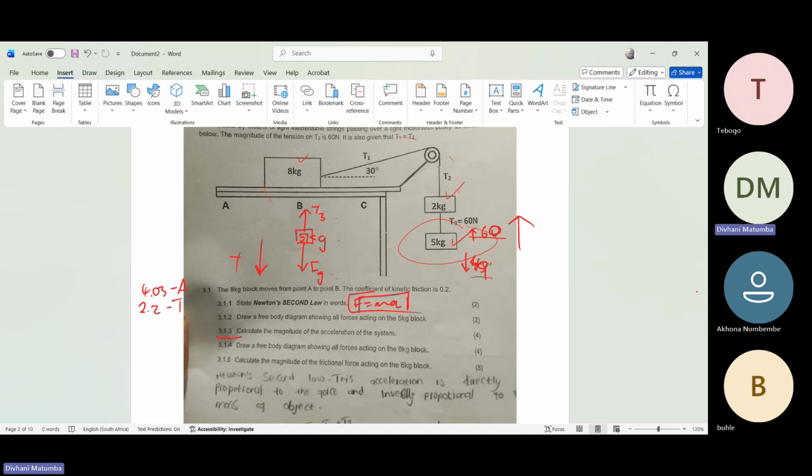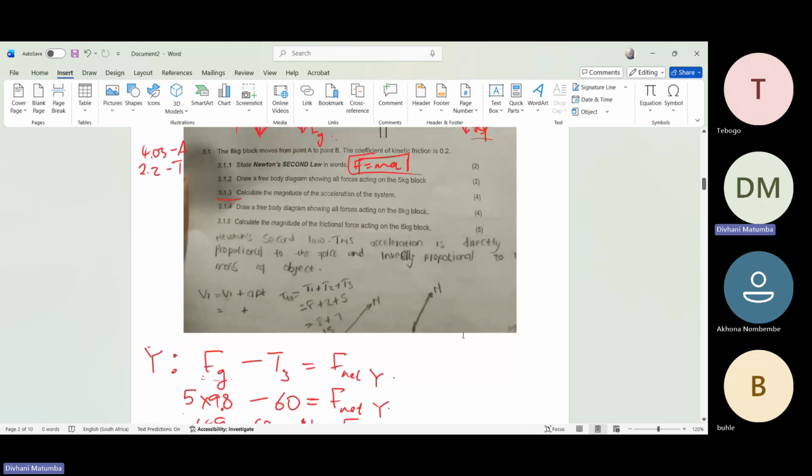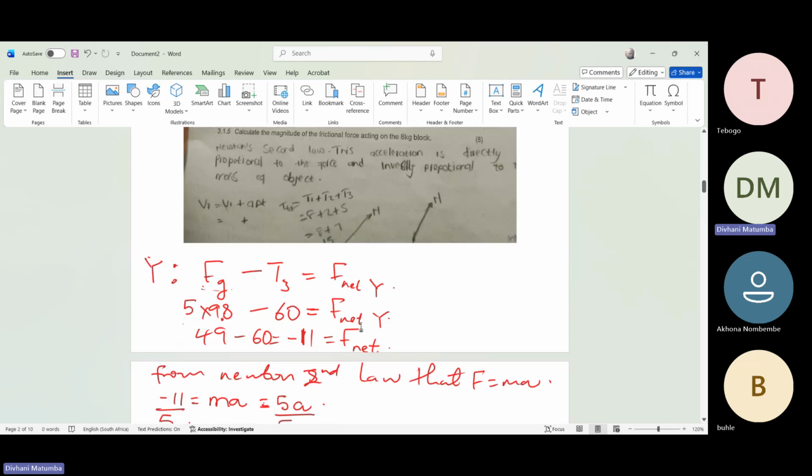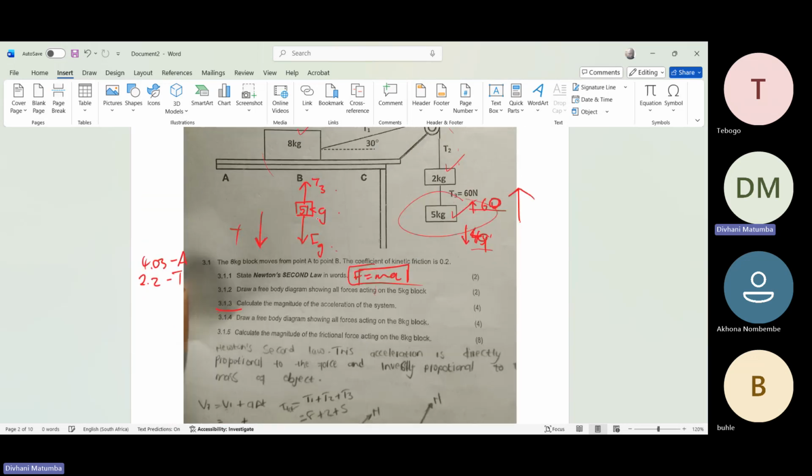I don't know if you agree. Yeah, I see it. Okay. I'm just saying, that is why our answer was negative. It is negative because our acceleration is against the positive direction that we have chosen, which was downwards. Is it possible for acceleration to be negative? Yes. It is possible because it depends on which direction you choose.